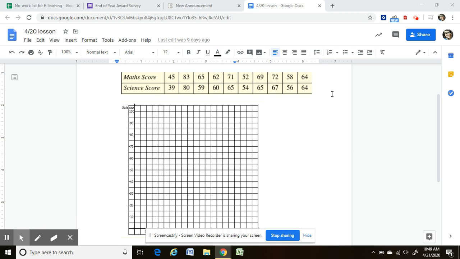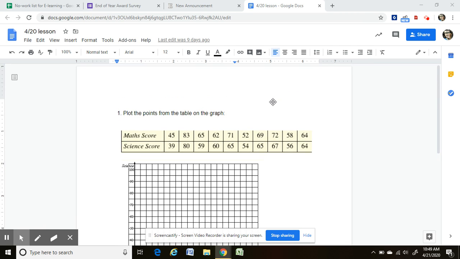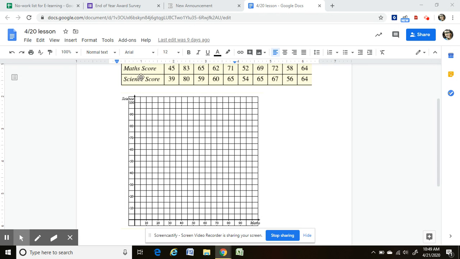All right, guys. So we have math score and science score. I gave you a hint on the assignment that I want the math score on the x-axis. So these are my x values, these are my y values. I'm going to pause the video and graph these so that it saves on some time.